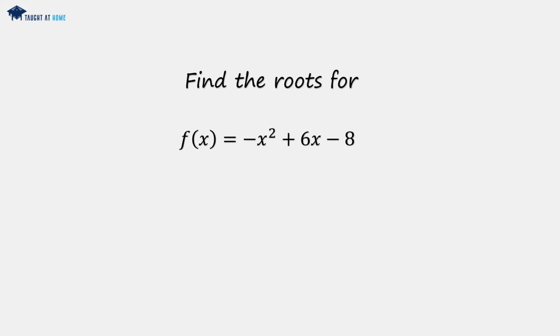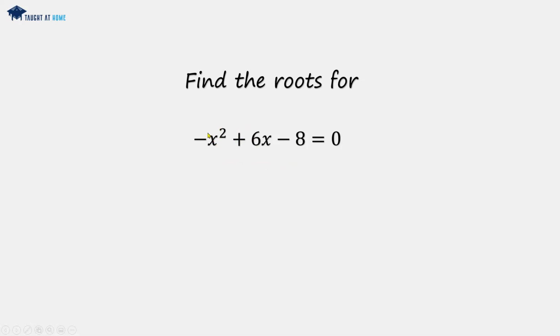Example 2. A bit trickier. We've got a negative function, so f of x equals minus x squared plus 6x minus 8. We'll set f of x equals 0, and I'll just switch the 0 to the right hand side. And the step that I would recommend here is to extract the negative term, so factor out a negative 1 from the brackets, and when we do this, the signs of each of these terms are going to flip.